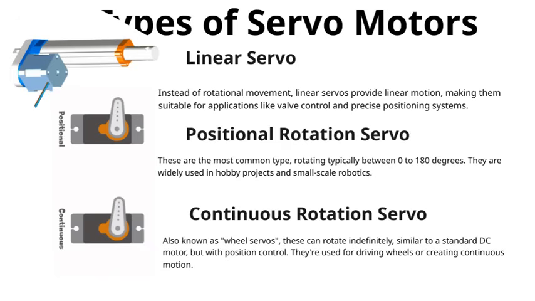These can rotate continuously, similar to a regular DC motor, but with the added ability to control their position. This means they can spin indefinitely, which makes them perfect for driving wheels or creating continuous motion systems. Connecting all these points to the overall theme, understanding the different types of servos, whether linear, positional, or continuous rotation, helps us choose the right motor for the specific motion control needed in our projects. Each type offers unique advantages depending on the application's requirements.